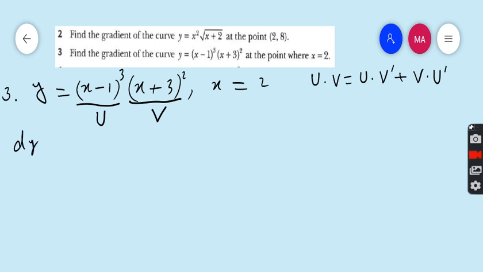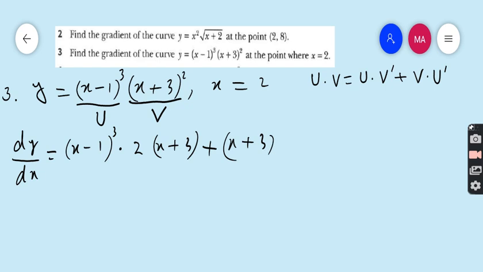So dy by dx is u, x minus 1 cube, times the derivative of v, that is 2 into x plus 3. 2 minus 1 is 1 and the derivative of x plus 3 is 1, so no need to multiply by 1, plus v, x plus 3 square, dot the derivative of u, that is 3 into x minus 1. 3 minus 1 is 2 and multiply by the derivative of the function, that is the derivative of x minus 1.